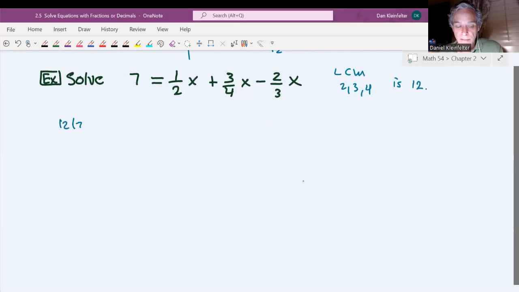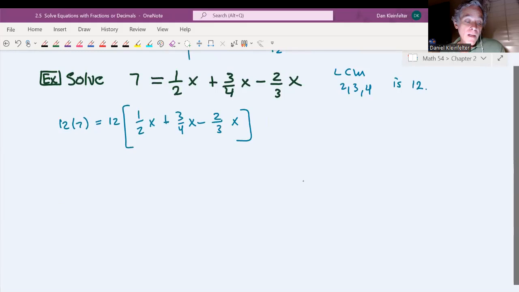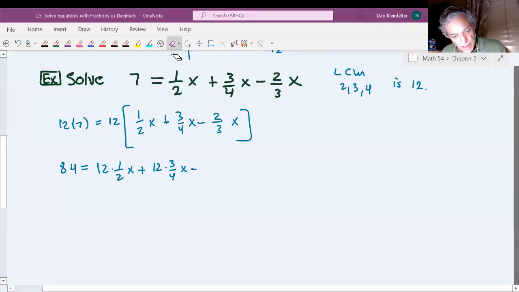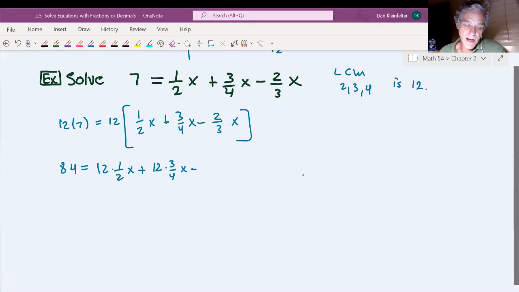So we'll have 12 times 7 on the left side, 12 times 1/2 x plus 3/4 x minus 2/3 x. 12 times 7 is 84, so that's done. Sorry about that. Zoom crashed on me once again. Okay, backing up just a hair. 12 times 3/4 x, and then minus 2/3, 12x. And that was it. Sorry, that threw me off a little bit.